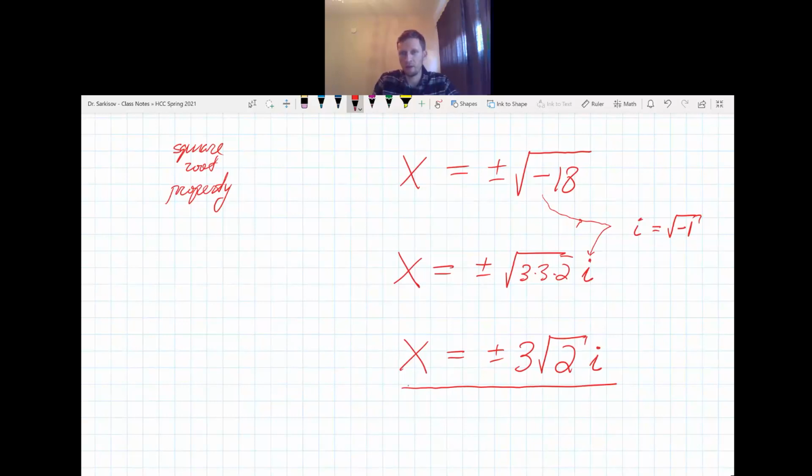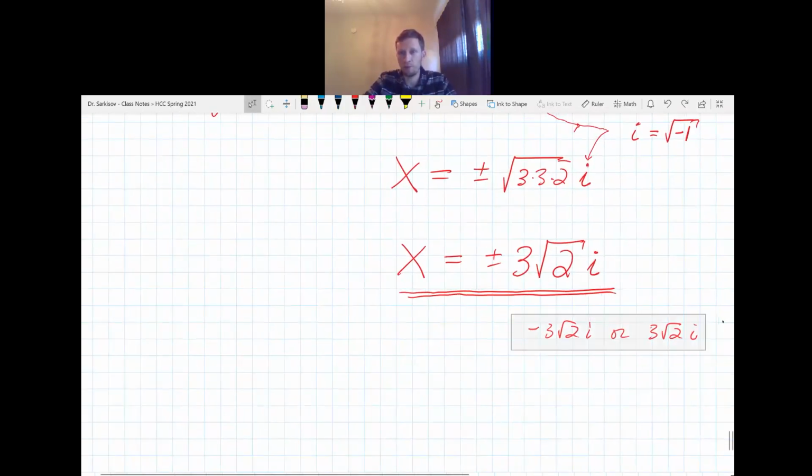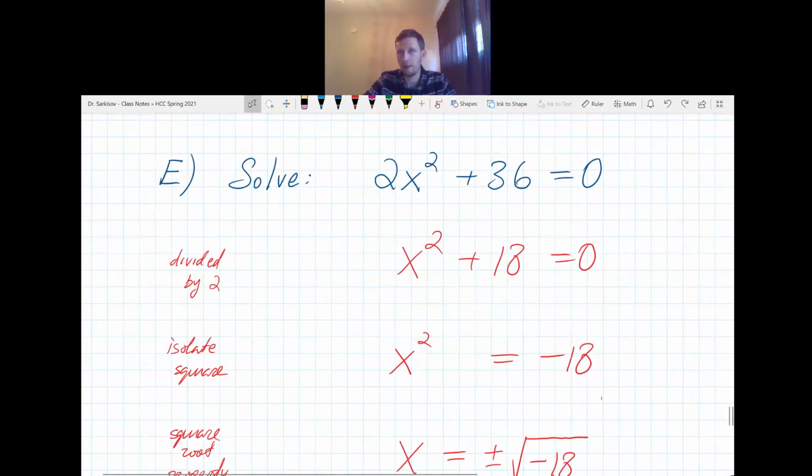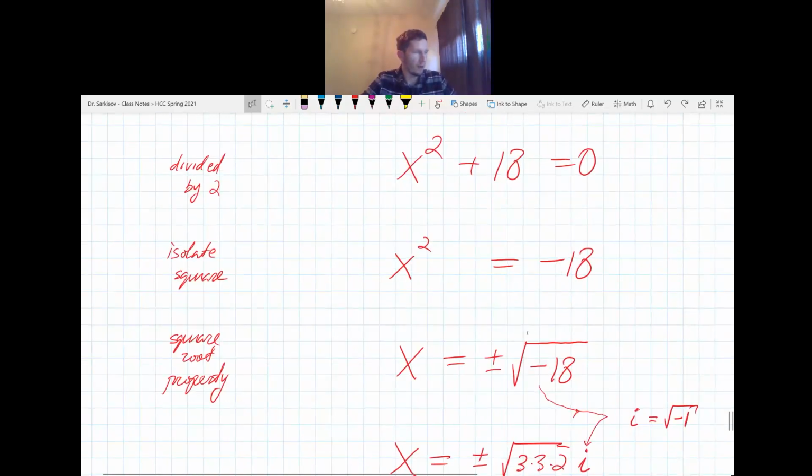That is our answer, which is basically negative 3 root 2i, or 3 root 2i. It's that negative or that positive, right? Plus or minus, that's what it means. Okay, so that's our solution, and that's our answer to this problem. That's it. What else do you want to do with that, right? Let's leave it there. Let's go on to another similar one.